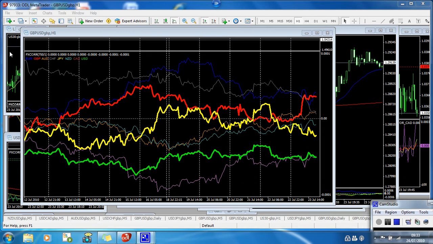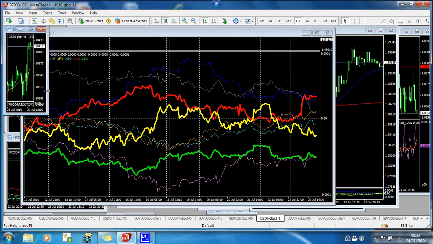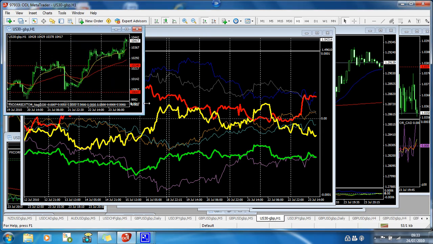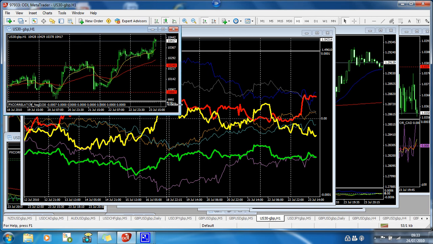Obviously what you tend to do, and I'm just going to pull across the hourly for what Wall Street did. This is the US 30 on MetaTrader. It basically reflects the Wall Street prices, 10,000, so it's obviously based around the S&P. So what happened?